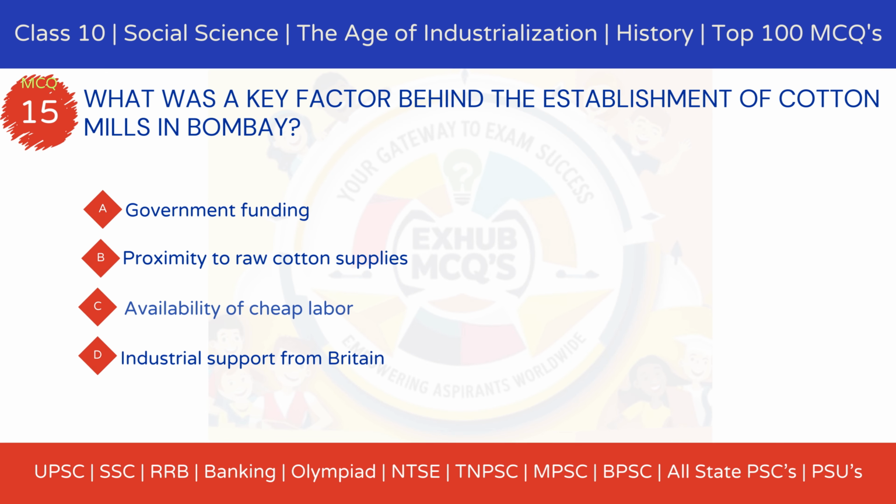MCQ 15. What was a key factor behind the establishment of cotton mills in Bombay? Option A, government funding. Option B, proximity to raw cotton supplies. Option C, availability of cheap labor. Option D, industrial support from Britain.